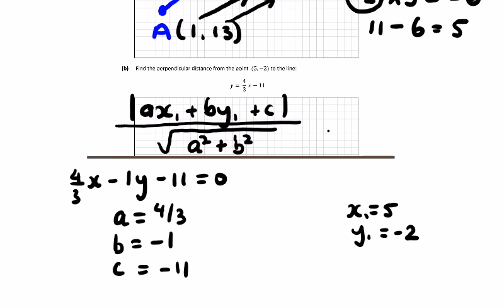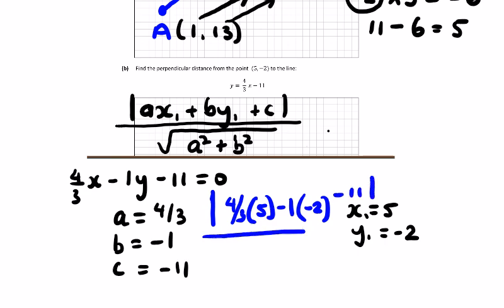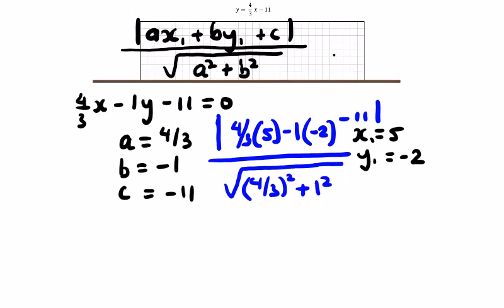So take your time putting it into the formula, and check it on a calculator twice. We're going to get 4 over 3 times 5 for x, minus 1 times minus 2 for y, and then we have our minus 11, all over the square root of (4 over 3) squared plus 1 squared. So maybe do the top on its own and then the bottom on its own.